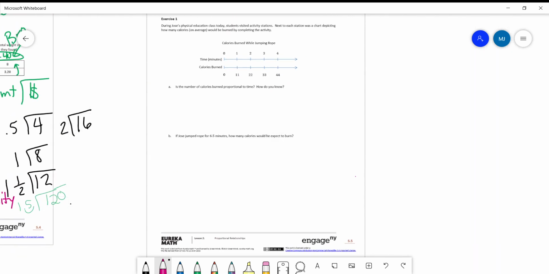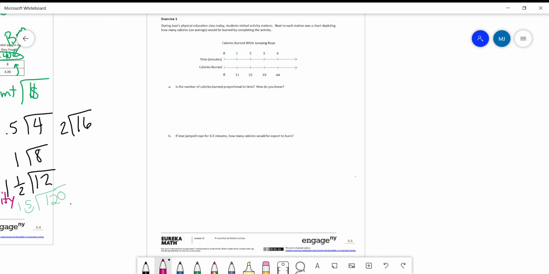Let's look at exercise 1. So Jose's physical education class, they are visiting activity stations. Each station has a chart depicting how many calories on average that would be burned by completing that activity. Is the number of calories burned proportional to time? How do you know? And then part B says, if Jose jumped rope for 6.5 minutes, how many calories would he expect burned? So you need to work on this one by yourself.